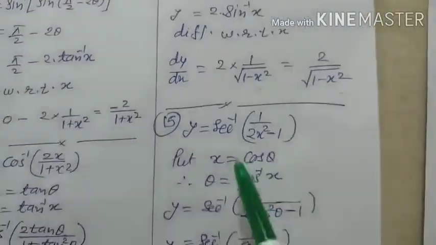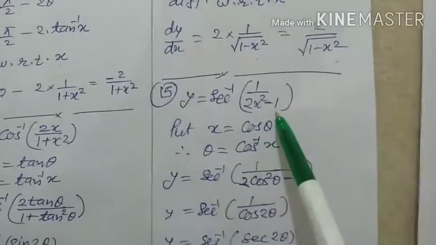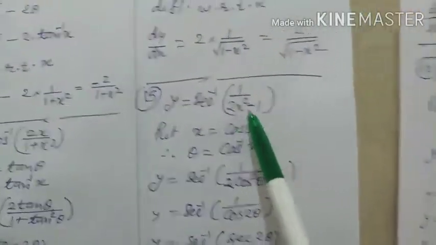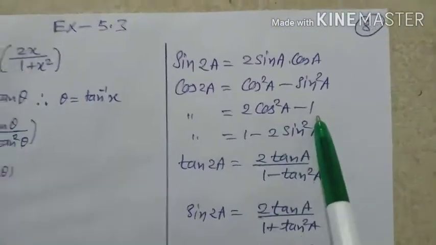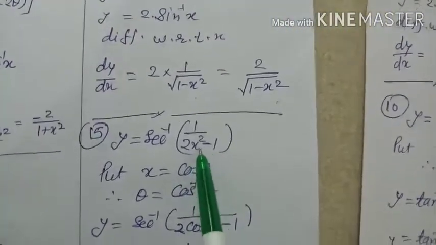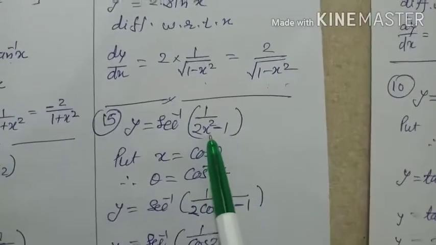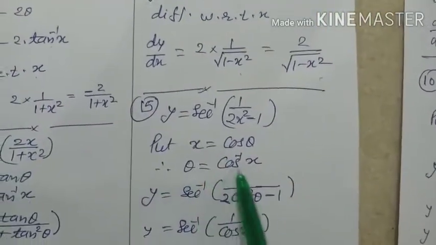And same as last question, y is equal to sec inverse of 1 upon (2x square minus 1). Let's see here. This is the formula of cos 2a. Cos 2a is 2 cos square a minus 1. So here 2x square minus 1, it means 2 cos square a minus 1. So in place of this x, write cos theta. So theta is equal to cos inverse x.